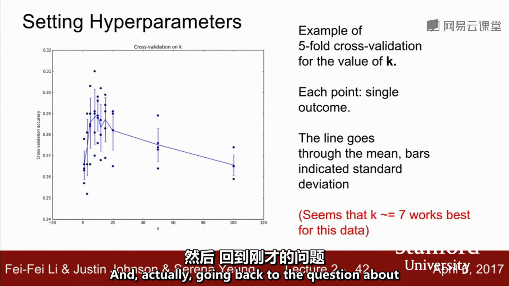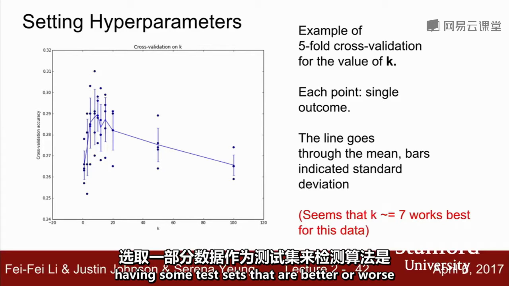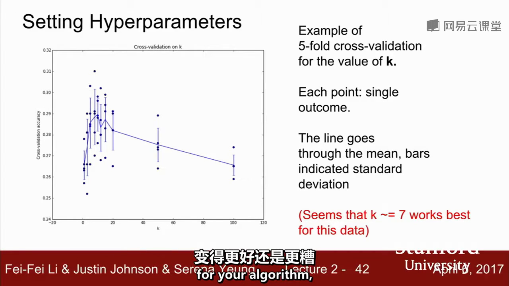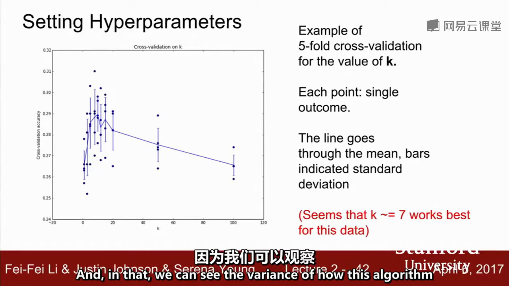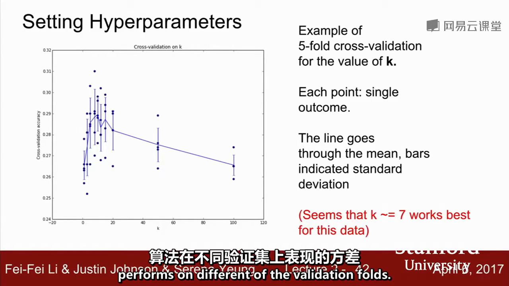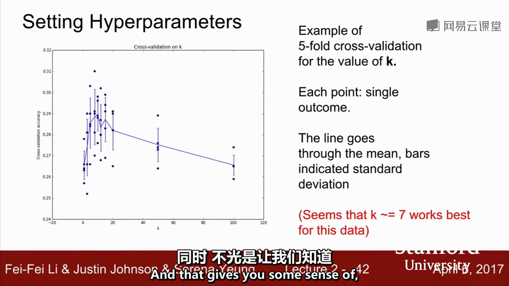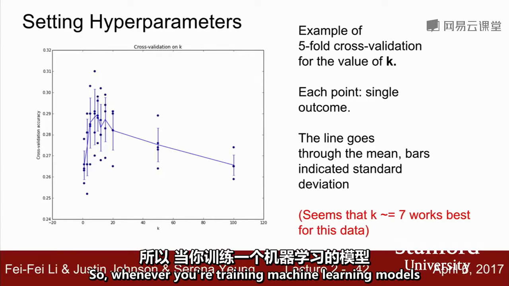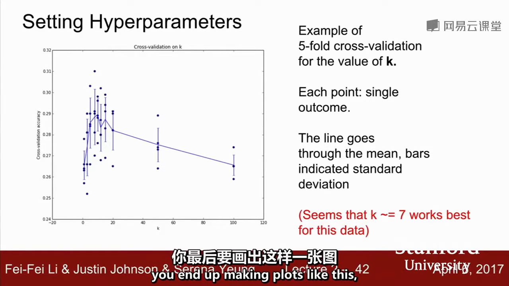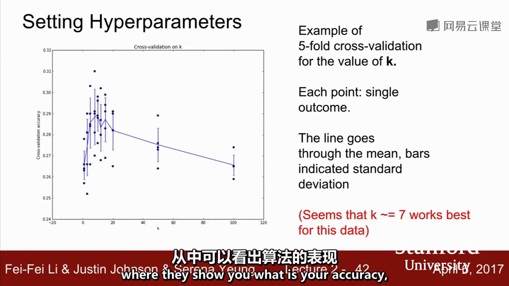And going back to the question about having some test sets that are better or worse for your algorithm, using k-fold cross-validation is maybe one way to help quantify that a little bit. In that, we can see the variance of how this algorithm performs on different validation folds. And that gives you some sense of not just what is the best, but also what is the distribution of that performance.